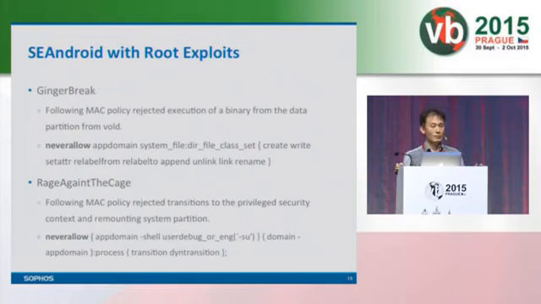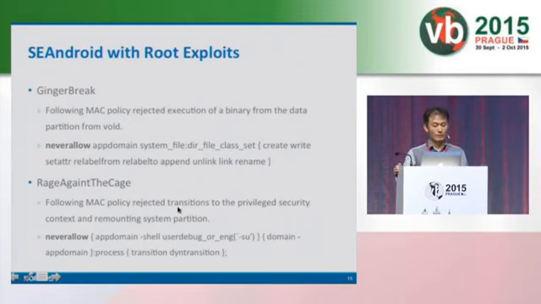SEAndroid is not able to tackle all the security problems. However, SEAndroid can be a good solution for root exploits. For example, GingerBreak is one of the well-known Android root exploits. It exploits a system vulnerability and installs a hidden payload inside the read-only system partition. But this family cannot survive with SEAndroid because we have a certain security policy. For example, this one. This security policy does not allow third-party app domain applications read access to the system folder.